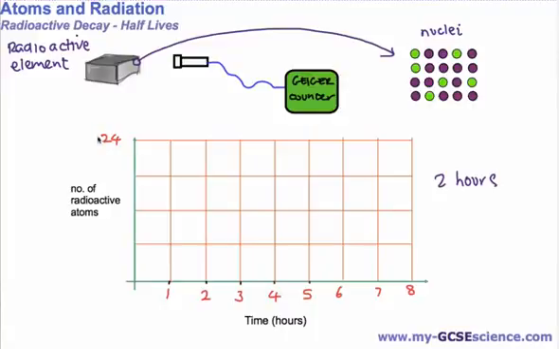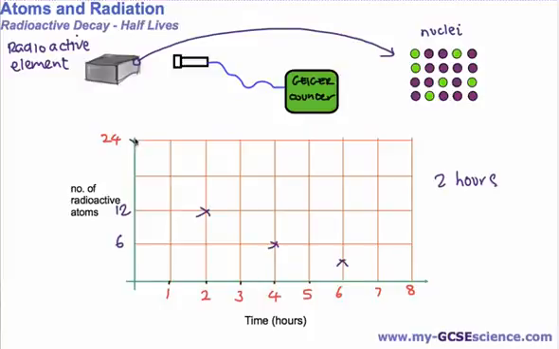So the count goes down every 2 hours by half the amount. If we started off with 24 nuclei here, as we have here, after 2 hours the count would halve. So after 2 hours, it's half of 24, so it would go down to 12, which is there. After a further 2 hours that count would halve again. So we count from 12 and we halve that and we get 6. And if we go a further 2 hours later, that 6 would halve again and give us a value of 3 after 6 hours.